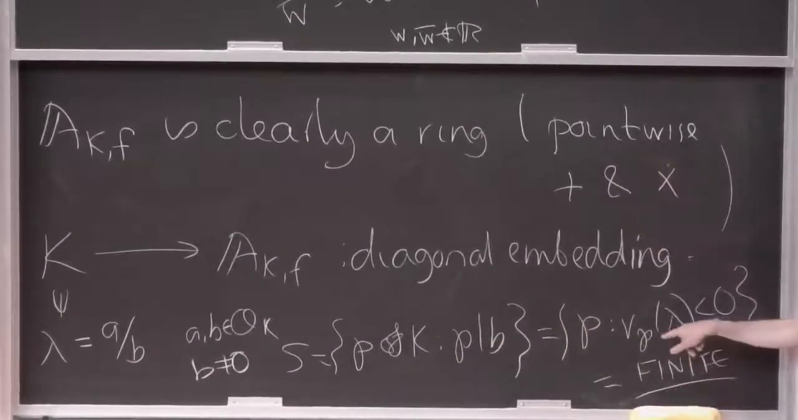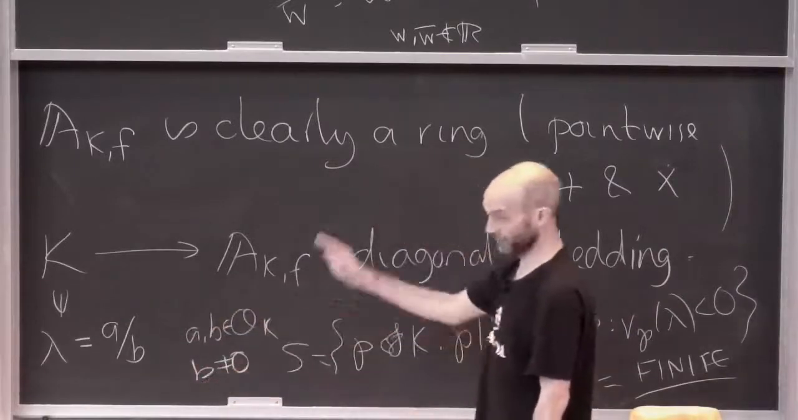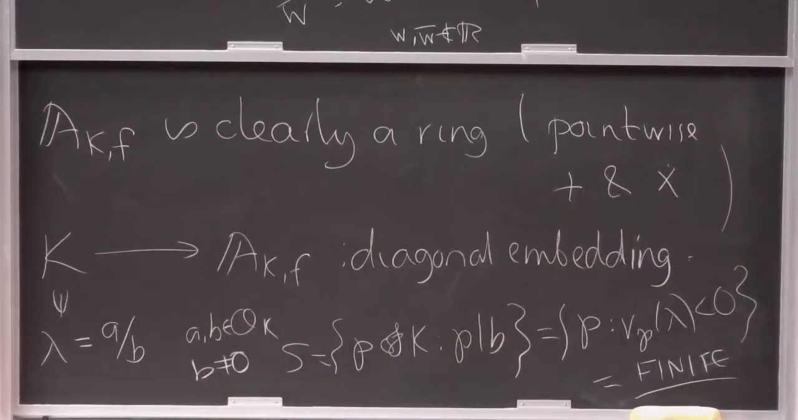In fact, if lambda is non-zero, then both A and B will be non-zero. So for all but finitely many places P, v_P of lambda will actually equal 0. Just imagine a rational number, random number over random number: for any prime that doesn't divide the numerator or denominator, the p-adic valuation of lambda will be 0. So K lives in AKF, the diagonal embedding.